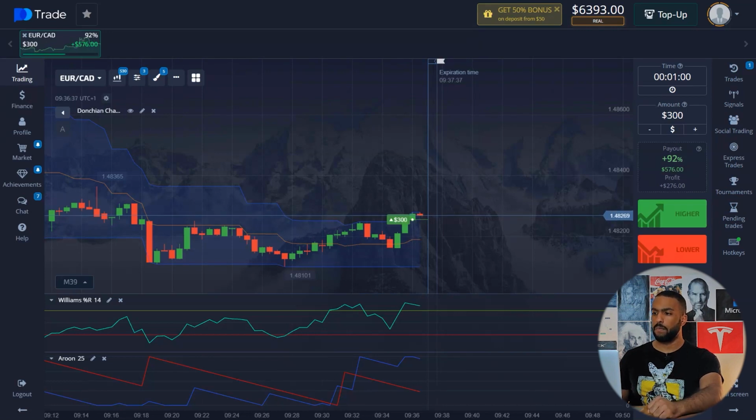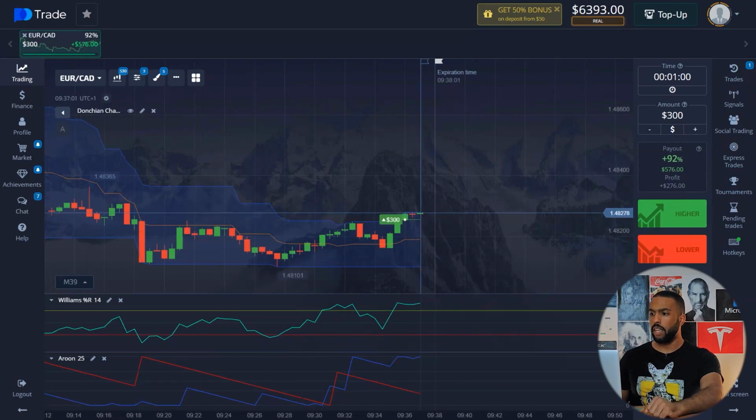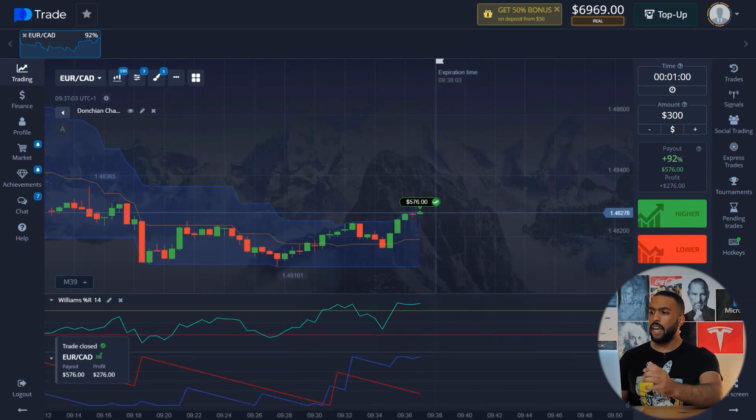And the Aroon indicator helped me this time. Its blue line responsible for the uptrend is at the level of 100, while its red line is below the level of 50. This is a clear signal about price growth. As you can see on the chart, the price went up, as the arrow indicated, and I get $276 profit.